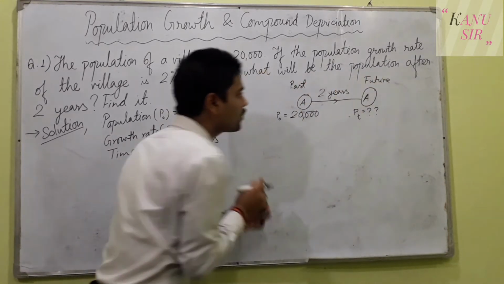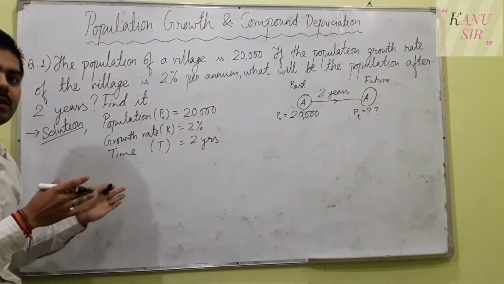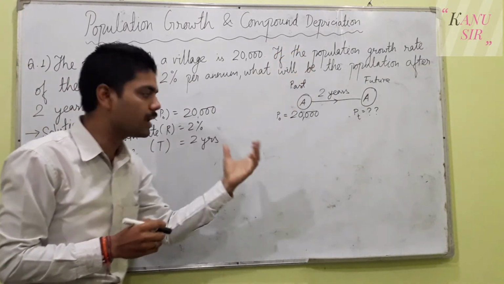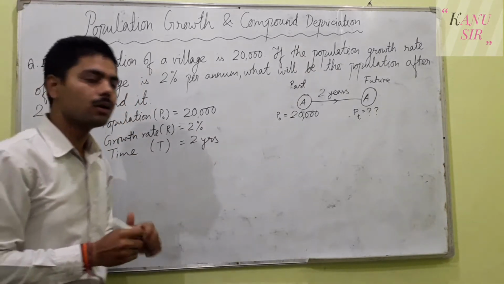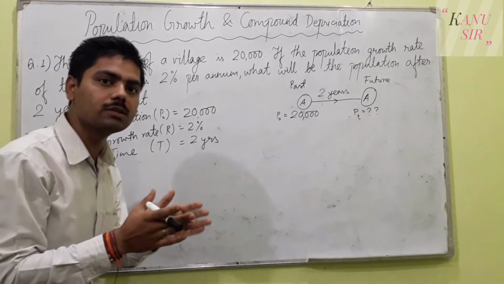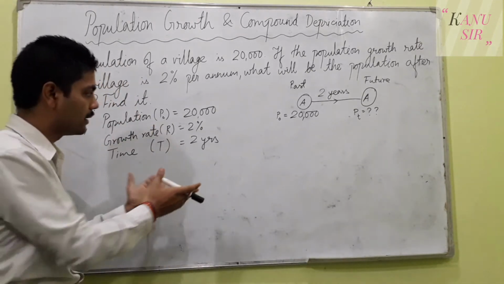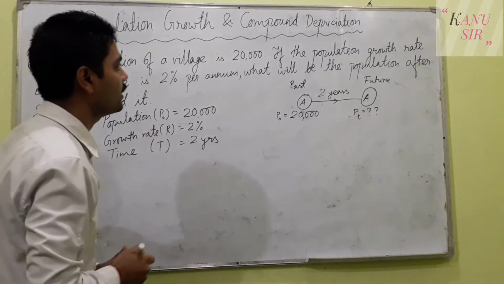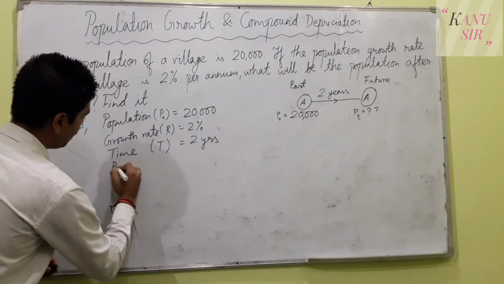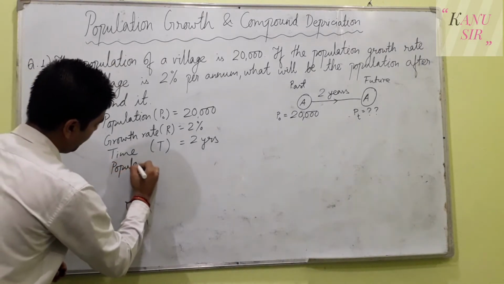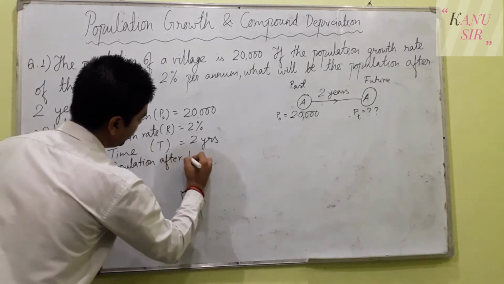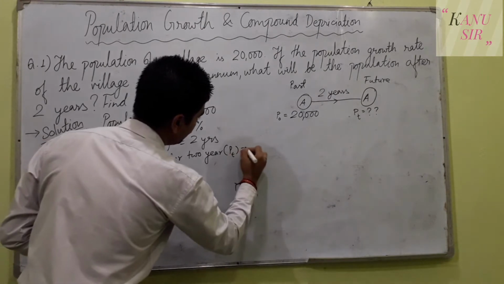If you are still confused about the formulas I am going to use here, then you can go up to the I button and see the video which I made just before this video. In that video I explained how the formulas are used and how we can apply them in the numericals given in this question today. Then we have to find the population after 2 years, which is equal to what?